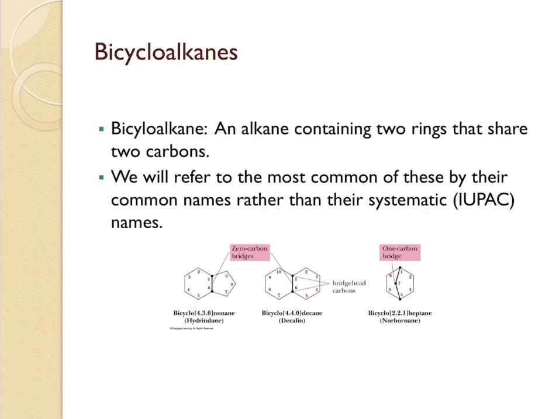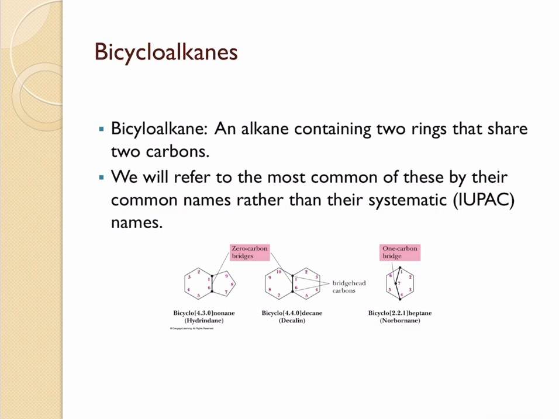Bicycloalkanes. An alkane that contains two rings that share two carbon atoms is classified as a bicycloalkane. The shared carbon atoms are called bridgehead carbons, and the carbons connecting between them are called bridges. The general formula for bicycloalkanes is CnH2n-2.